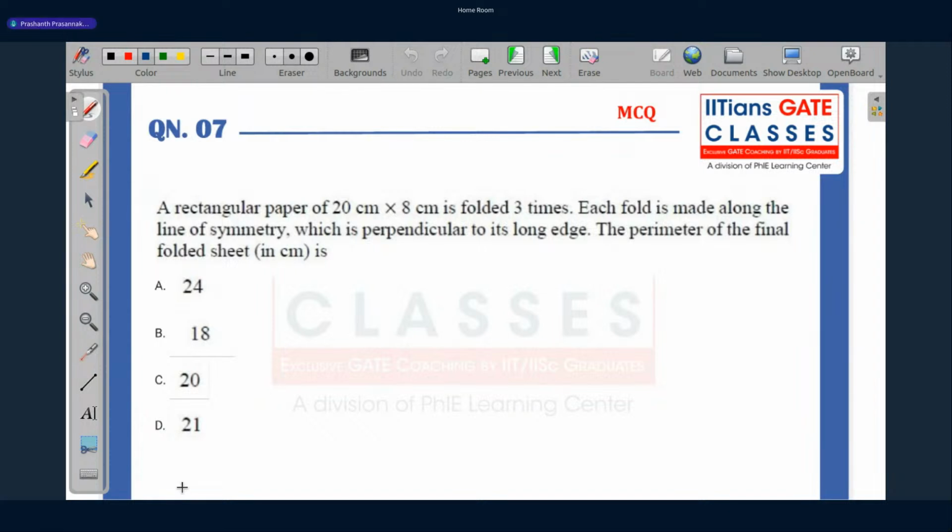A rectangular paper of 20 centimeter cross 8 centimeter is folded 3 times. Each fold is made along the line of symmetry. So let me start with a piece of paper. This is 20 centimeter cross 8 centimeter. Its fold is made along the line of symmetry, which is perpendicular to the long edge. So this is the line of symmetry being discussed.